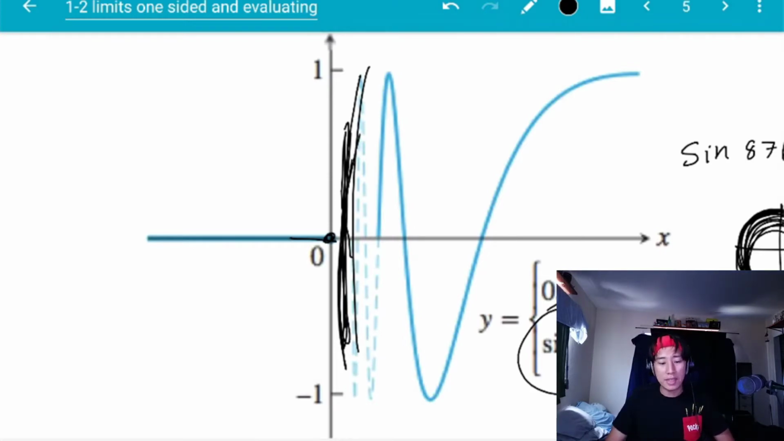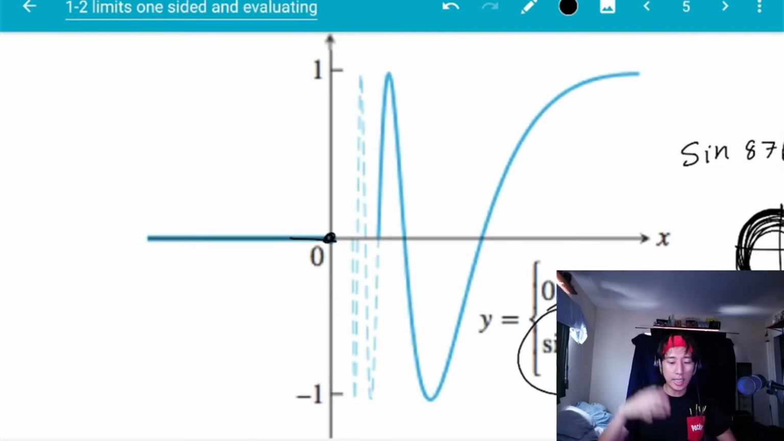So when you have these waves like this, these oscillating sinusoidals especially, that's where you say, hey, the limit on the right side does not exist. Even though there are points there, because it never settles down, it does not exist. Does that kind of make sense? Again, this is a special case, so it's just one of those you've got to memorize.